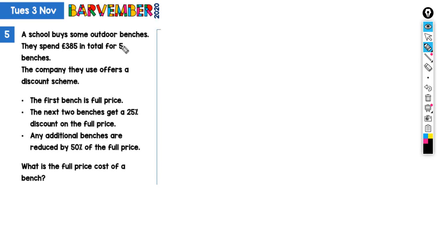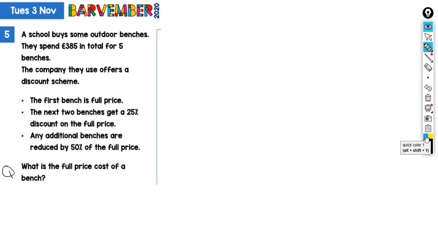Right, a school buys some outdoor benches. They spend £385 in total for 5 benches. The company they use offers a discount scheme. The first bench is full price. The next 2 benches get a 25% discount on the full price, and any additional benches are reduced by 50% of the full price. And the question we're asked down here is, what is the full cost of a bench? Okay, so that's our question.